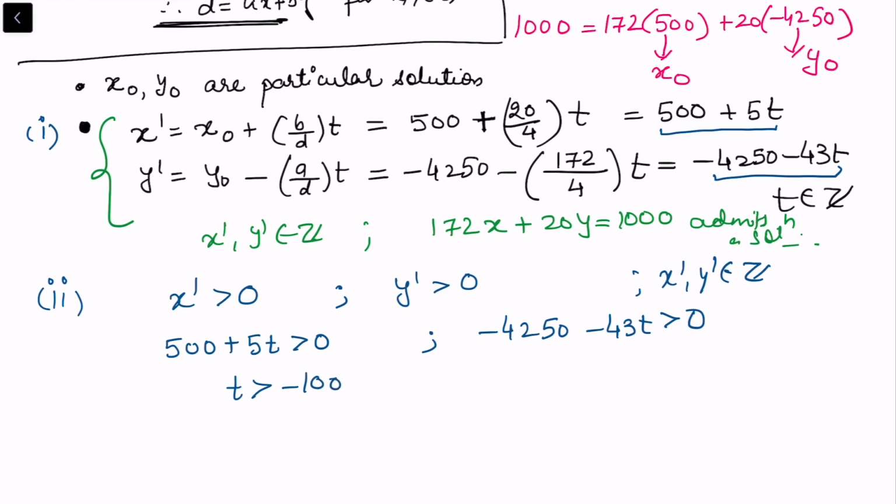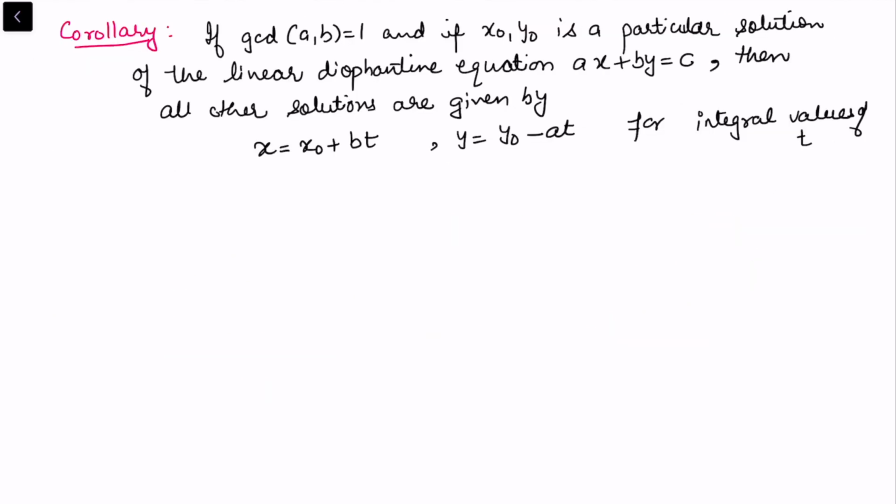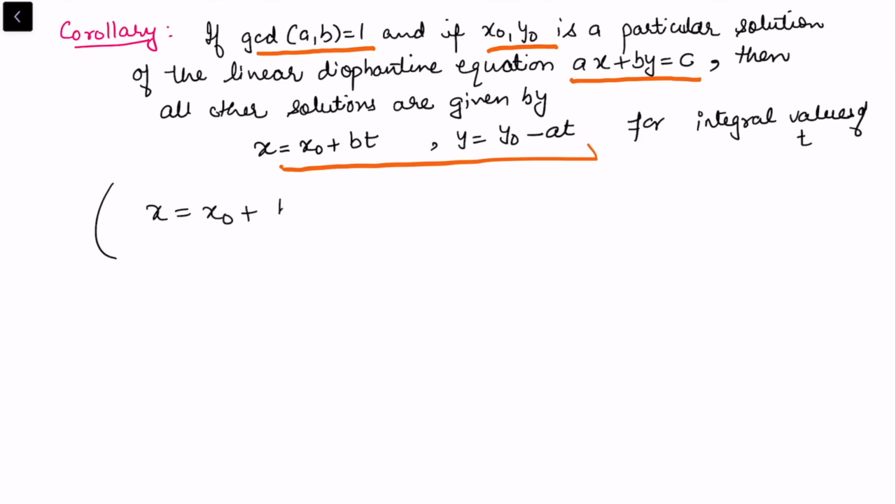As a corollary to our given theorem, we can simply say that whenever GCD of a and b is equal to 1, and x naught and y naught is a particular solution of our linear Diophantine equation, then all the other solutions are given by this. You can see that in our previous case we considered x equal to x naught plus b by d times t as the general solution, and y equal to y naught minus a by d times t, where d is the GCD of a comma b.